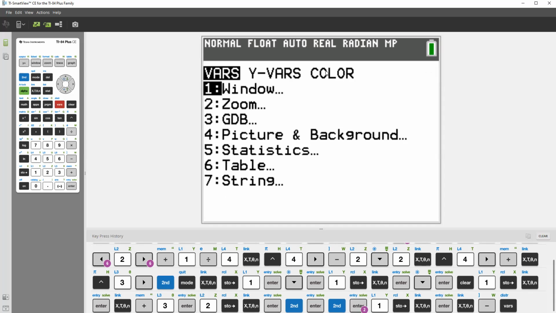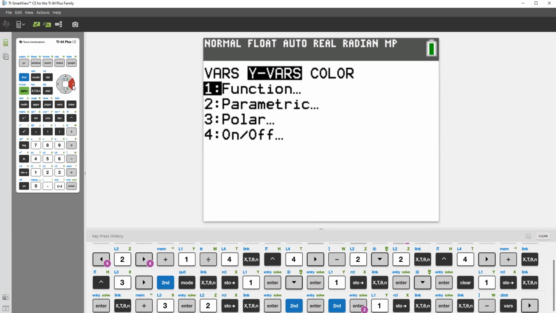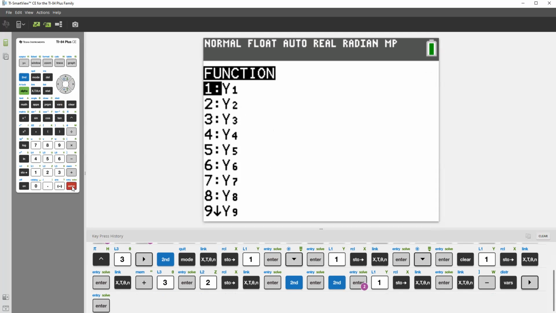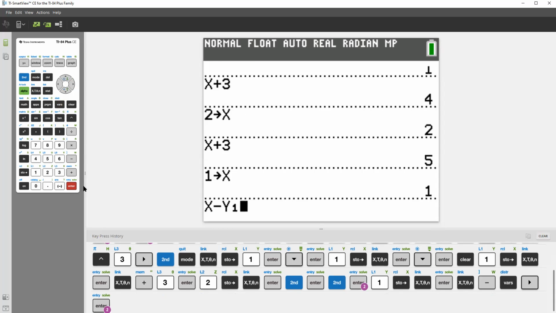Which of these do you think we want? We typed it under y equals, so we want the y variable. I think I have to use my arrows. There we go, y variables. It's a function, so the function is highlighted, and I just hit enter. And there is y1. And then I want to divide. Now don't hit enter yet. I want to divide it by the derivative. Where was the derivative?